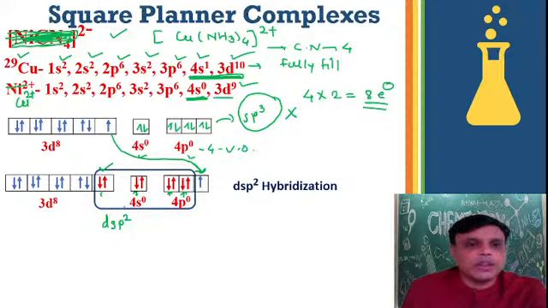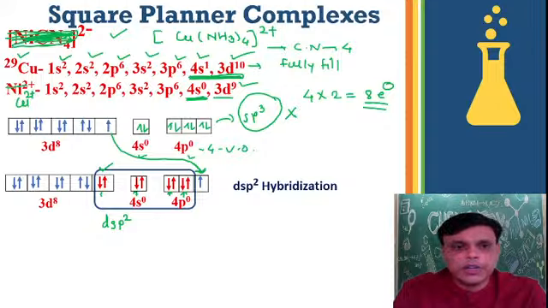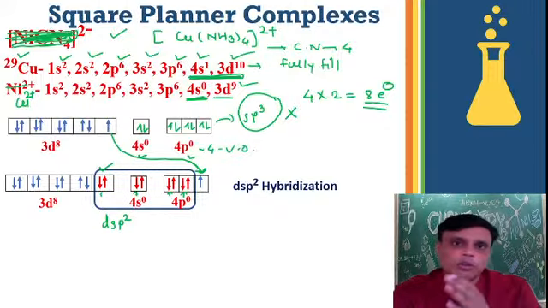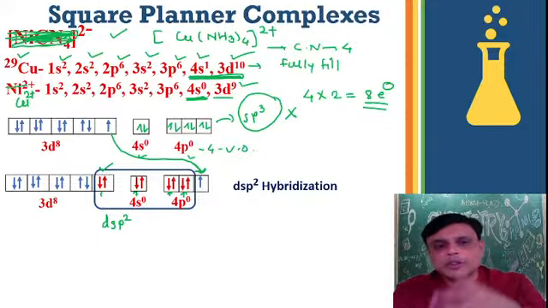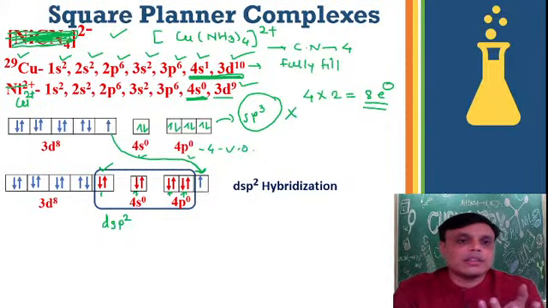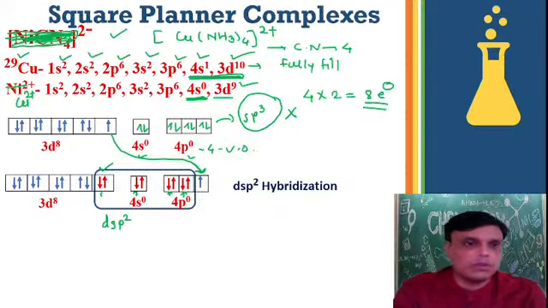Now due to the promotion of one electron from the 3d orbital to the 4p orbital, this compound shows dsp2 hybridization. But the excitation of one electron from the d orbital to the 4p orbital is not practically possible. Why? Because the 3d orbital is lower in energy and the 4p orbital is higher in energy. To go into a higher energy orbital, energy is required, and where does this energy come from? Nobody knows.